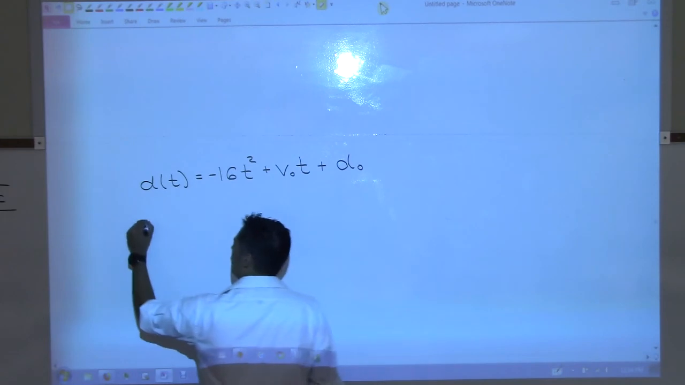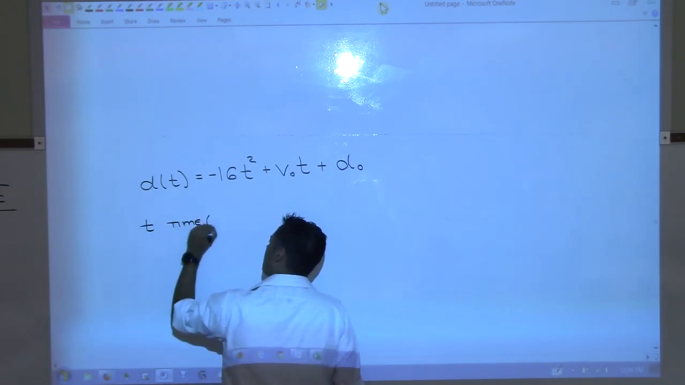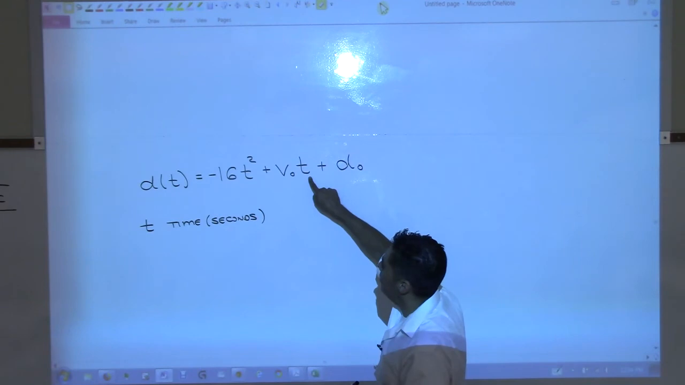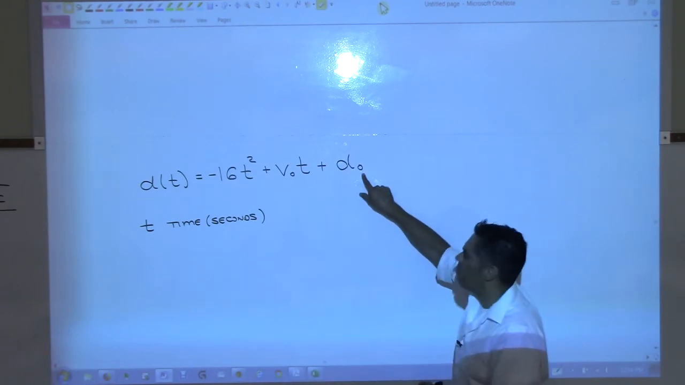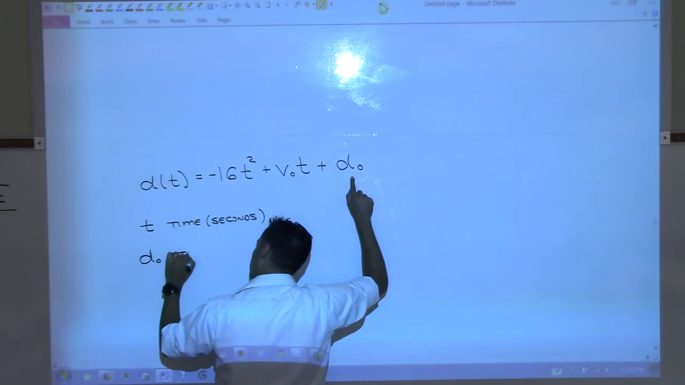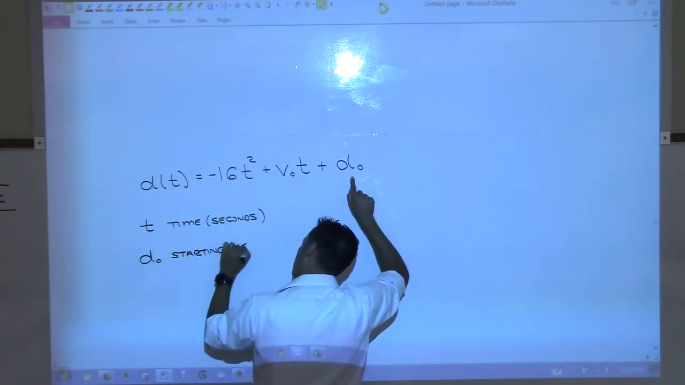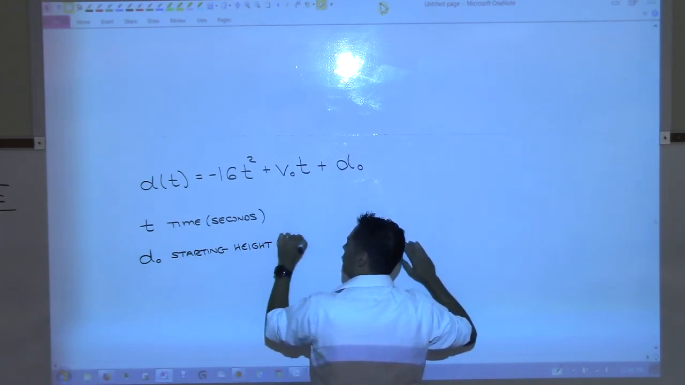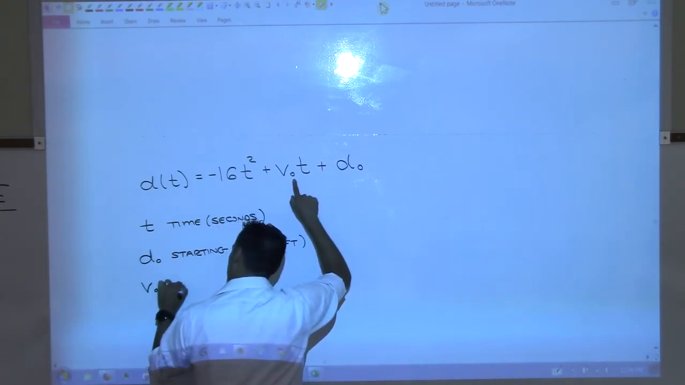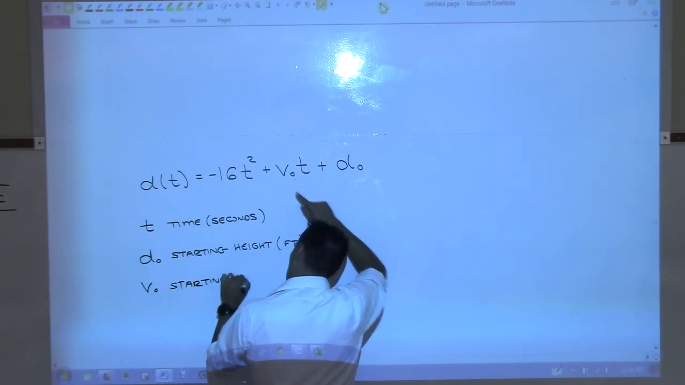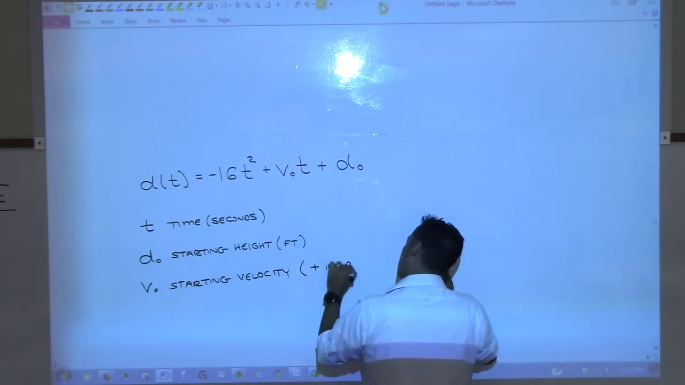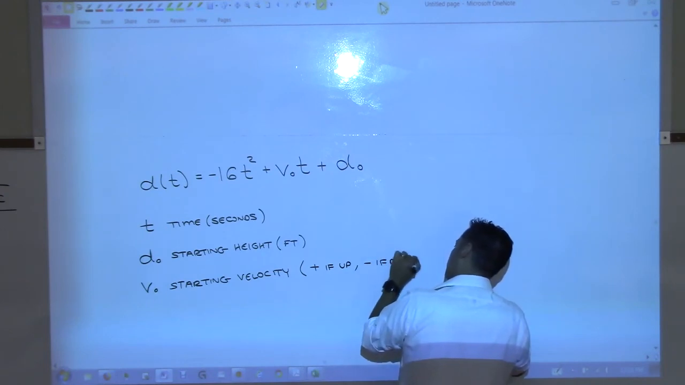First of all, T is time measured in seconds. All right? So that T is time. D with this little subscript 0, we call that D naught or D sub 0. This is your starting height, and that's measured in feet. And then this V with a little zero here, V naught, is your starting velocity. And it's positive if up, negative if down. I'll explain this. All right, let me just write it down first.